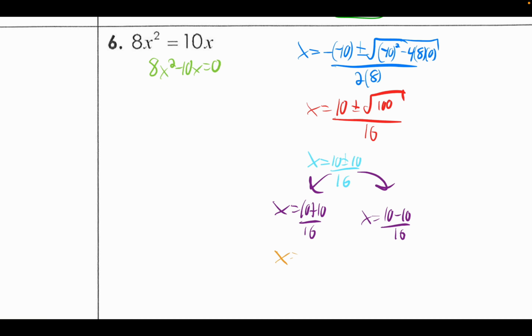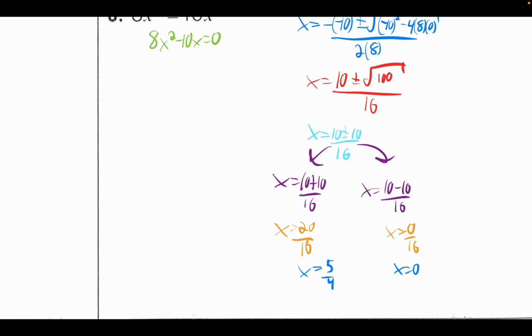10 plus 10 is 20 divided by 16, and 10 minus 10 is 0 divided by 16. Sorry, I'll try that again. 20 divided by 16, I need to be clear with my 16 here. 20 divided by 16 reduces by 4 to become 5 over 4. And 0 divided by 16 is just 0. And those are my two answers. Moving on to the next page.